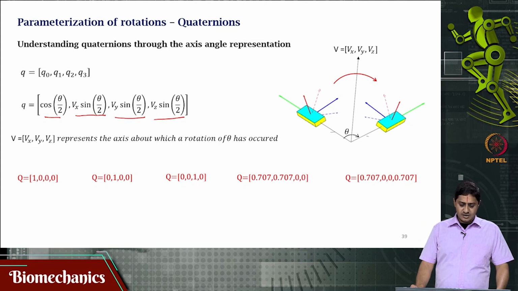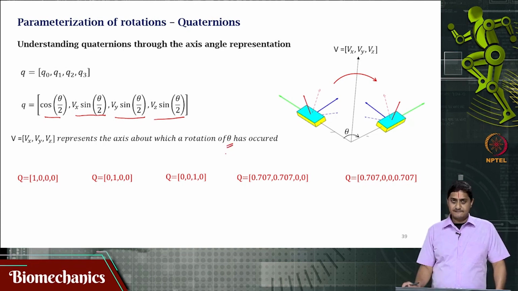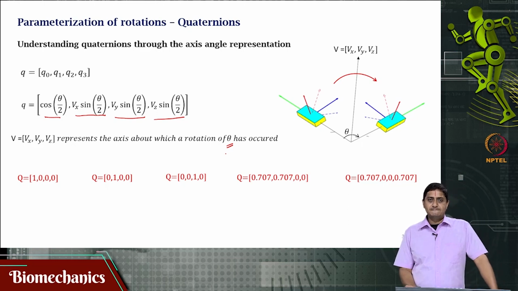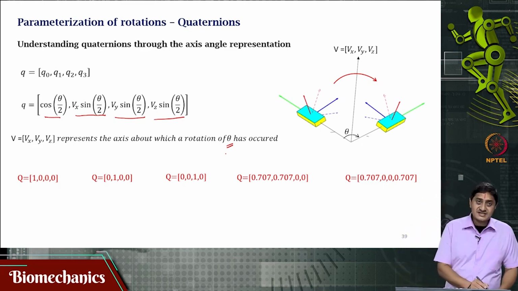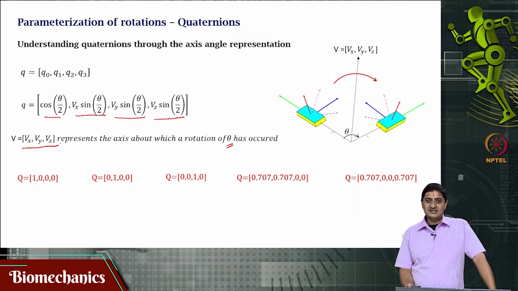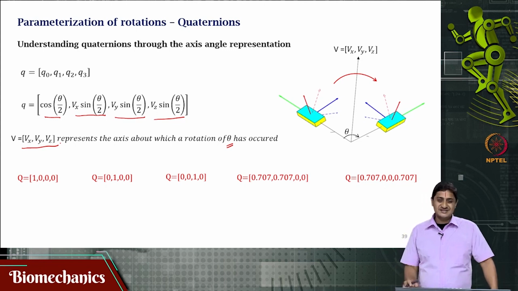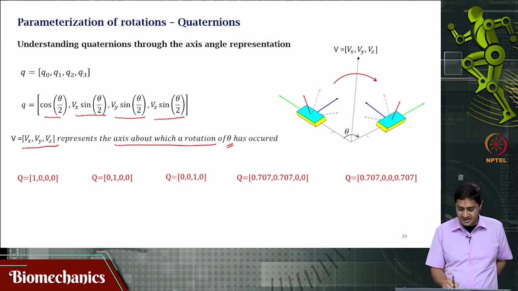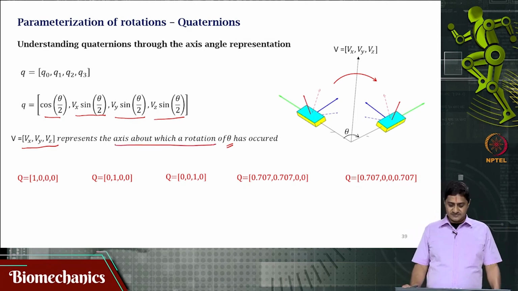Now, in this case, it turns out the angle of rotation is theta, and the axis about which this rotation has happened is Vx, Vy and Vz. These components in x, y and z constitute the vector about which this rotation has happened, similar to what we discussed.